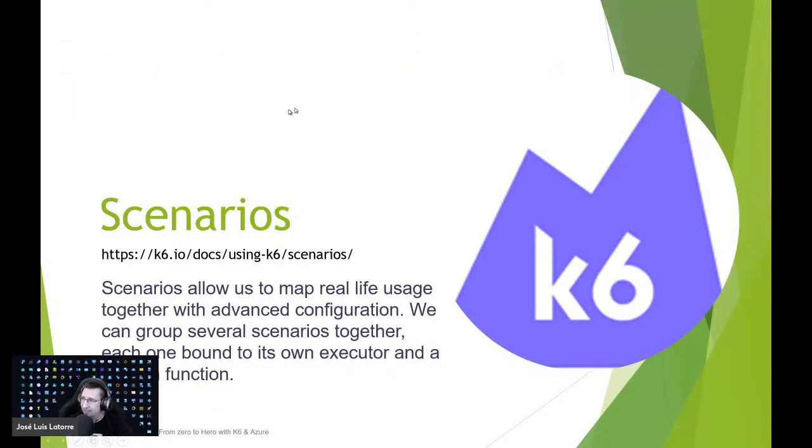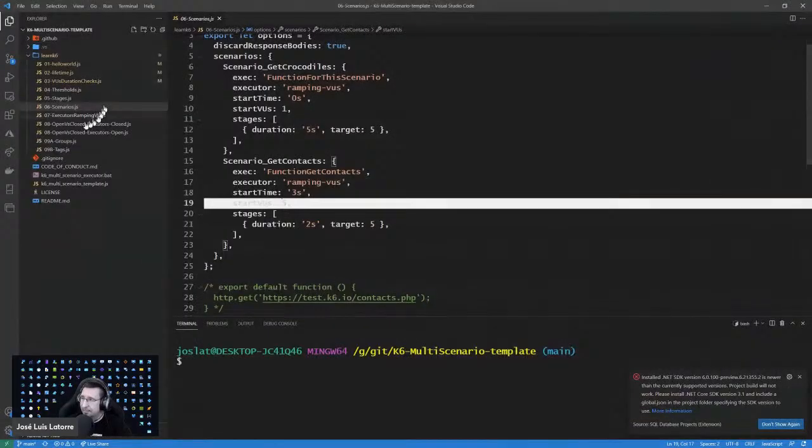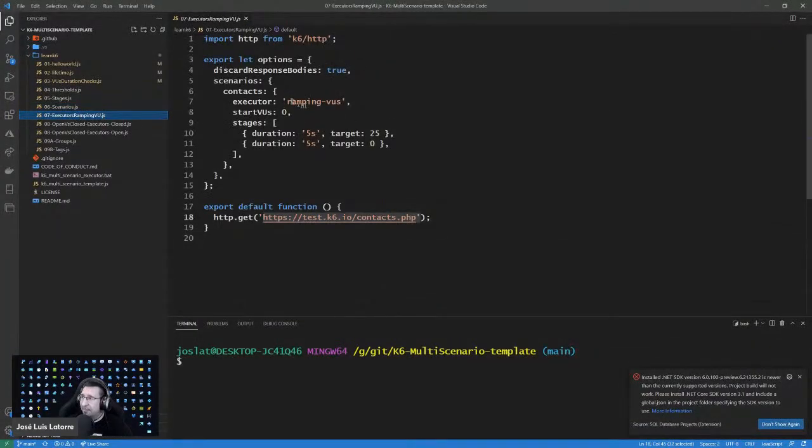Almost done, not yet. Next thing is executors. Executors is how we execute the things, how we execute the different scenarios. We saw the ramping VUs, but there are some more. So the ramping VUs is the same that you saw. We simply name it ramping VUs, and it will ramp up and ramp down. So initially it's 0, it will ramp up to 25, and then it will ramp down to 0. I think the best thing is that we see it.